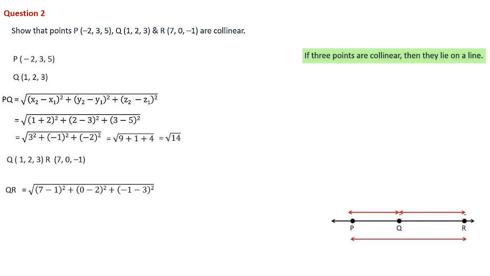x2 minus x1, that means 7 minus 1, 7 minus 1 the whole square. y2 minus y1, that means 0 minus 2, y2 is 0, y1 is 2, so 0 minus 2 the whole square, plus z2 minus z1, that means minus 1 minus 3, minus 1 minus 3 the whole square. Calculation: 7 minus 1 is 6, 0 minus 2 is minus 2, minus 1 minus 3 is minus 4. Everywhere square is there. So 6 square is 36, minus 2 square is plus 4, minus 4 square is 16. Then when we add, 16 plus 4 is 20, 20 plus 36 is 56.